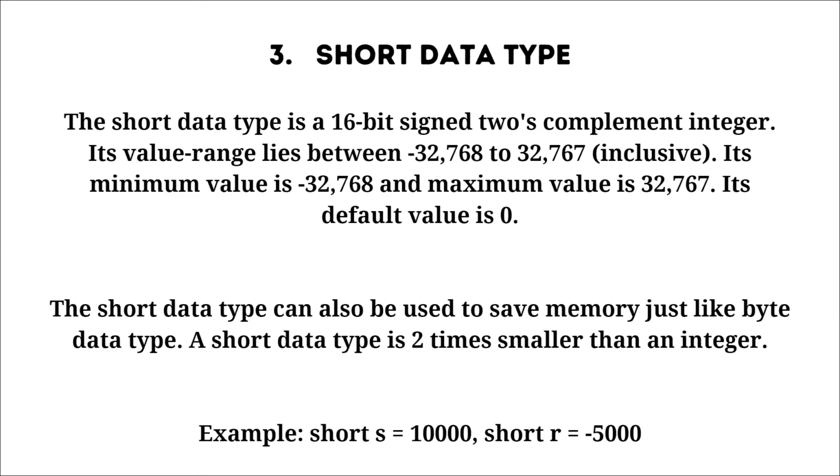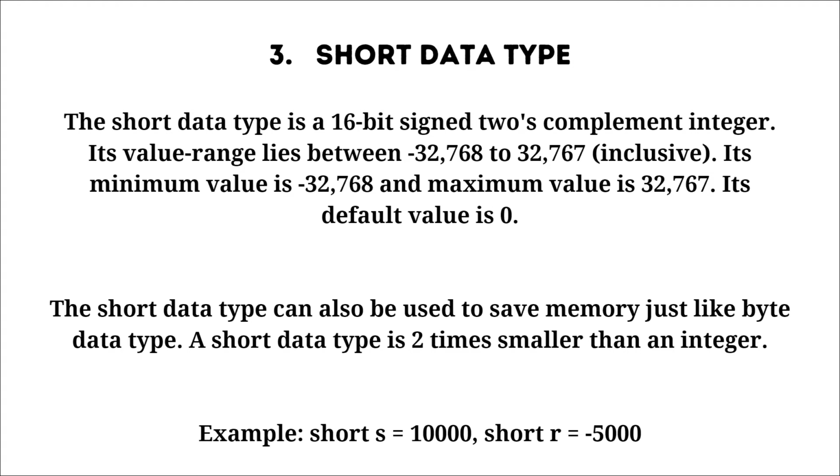So let's go ahead with short. The short data type is a 16-bit signed two's complement integer. Its value range lies between -32,768 and 32,767. Its minimum value is -32,768 and maximum is 32,767, and the default is 0. We use this mostly because most of the time we just need to use numbers between 0 and 10,000 or 20,000. That is why we mostly use this.